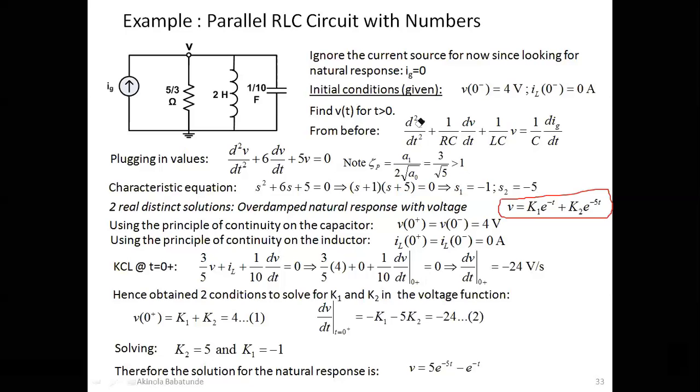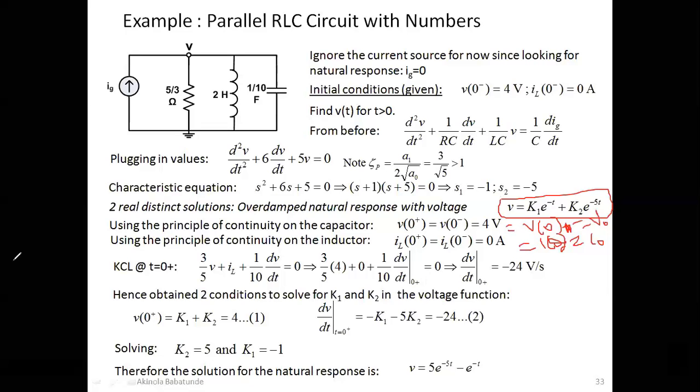So what we do here is this. Using the principle of continuity on the capacitor, V of 0 plus equals V of 0 minus, and this would also be equal to V of 0, by the way. That will be equal to 4, as we can see here. Then using the principle of continuity for the second condition, we're given IL of 0 plus equal to IL of 0 minus, which is also equal to I of 0. This is the same as I naught, and also the same as V naught, representing our initial condition.